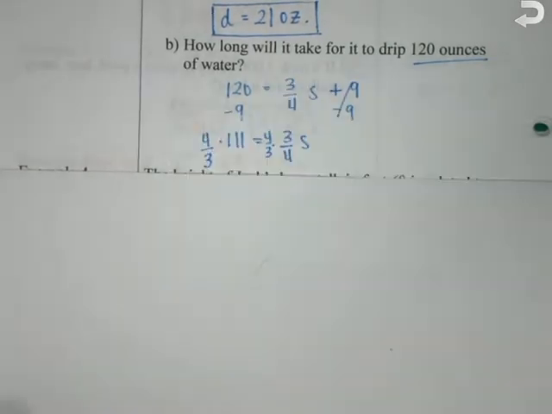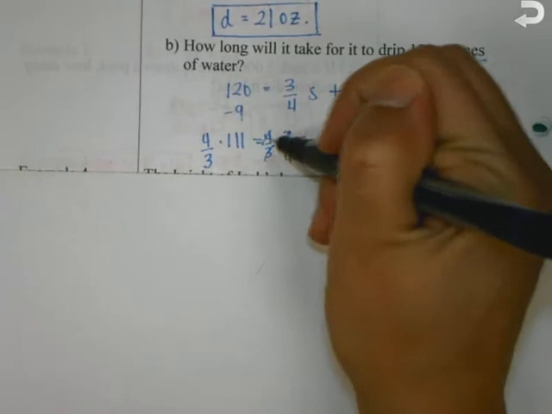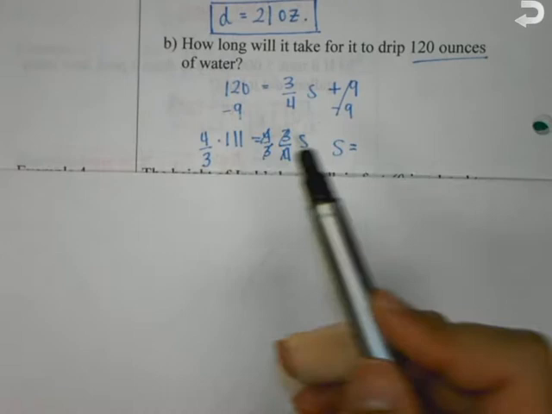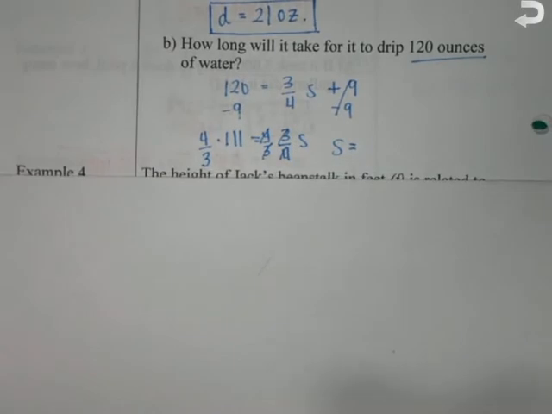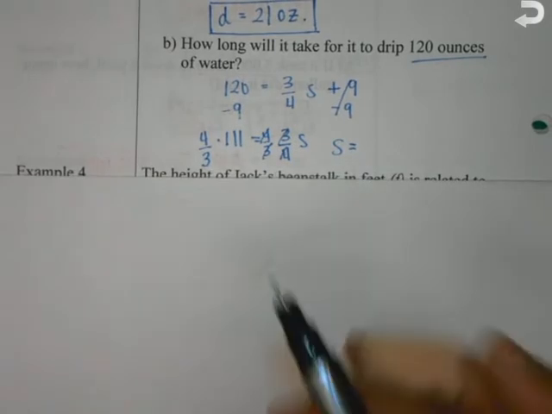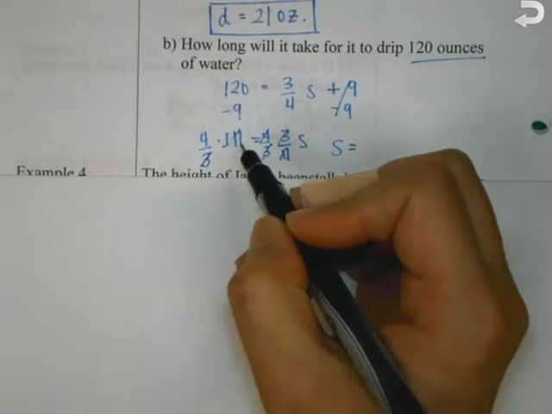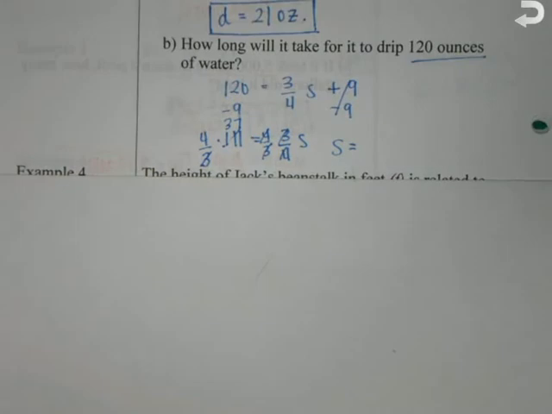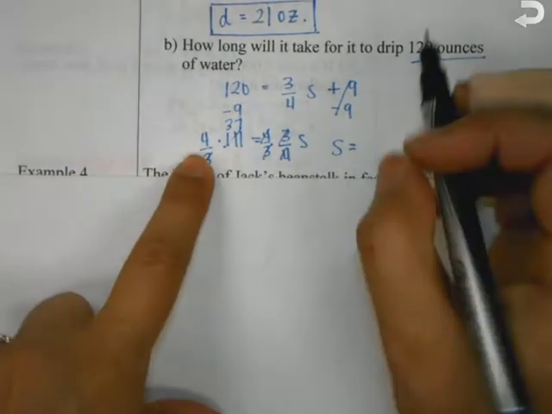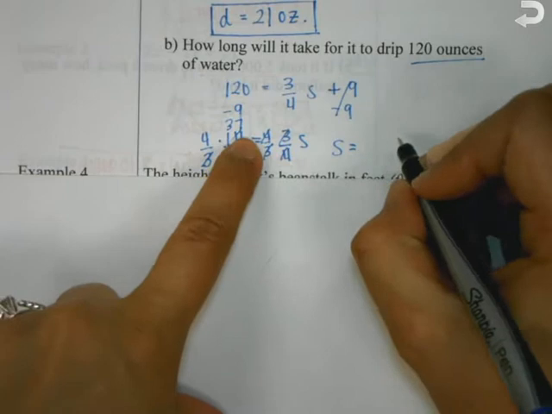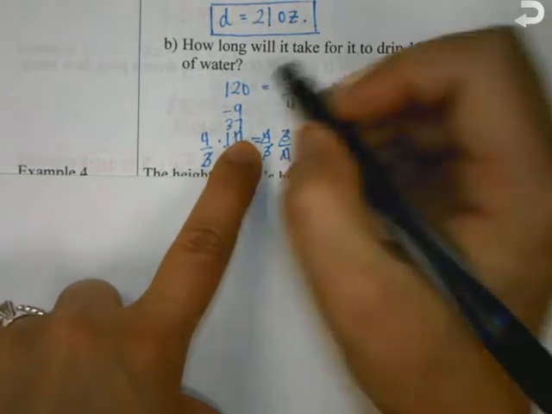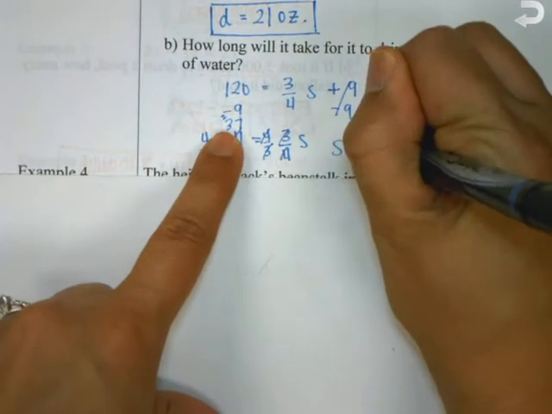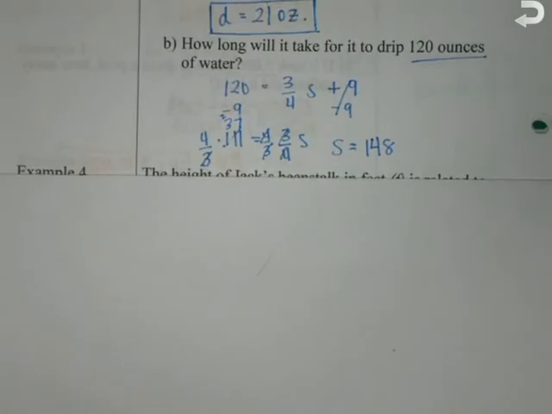Okay, so the 3 and 3 reduce and the 4 reduce. So I'm going to get S equals 4/3 times 111. That looks like a lot of work. Can I cross-reduce at all? Does 3 go into 111? Yes. How many times, Samuel? 37. 37 times. So we have 4 times 37, which is going to give me 4 times 7 is 28. Carry the 2. 4 times 3 is 12, plus 2 is 148. What? S is seconds.